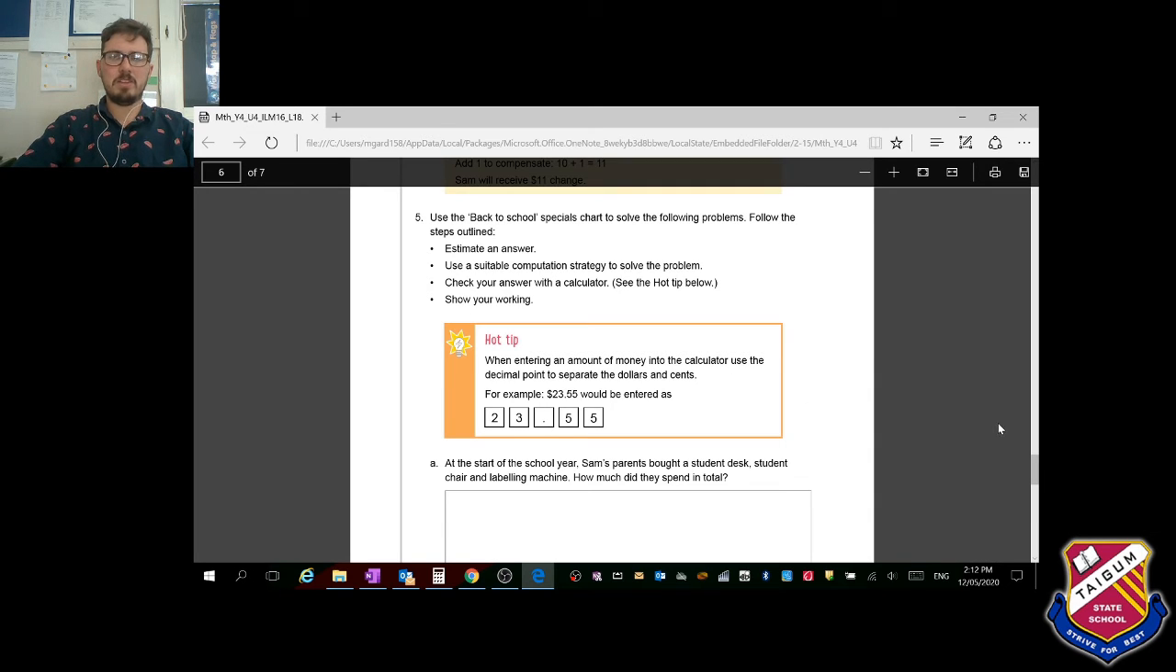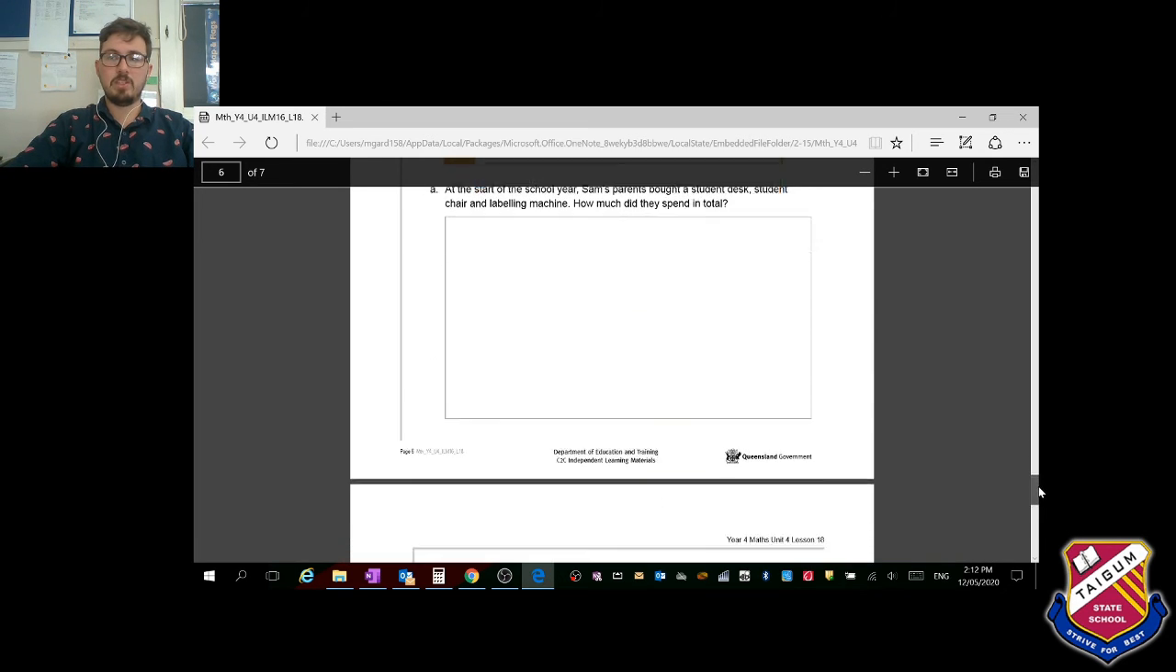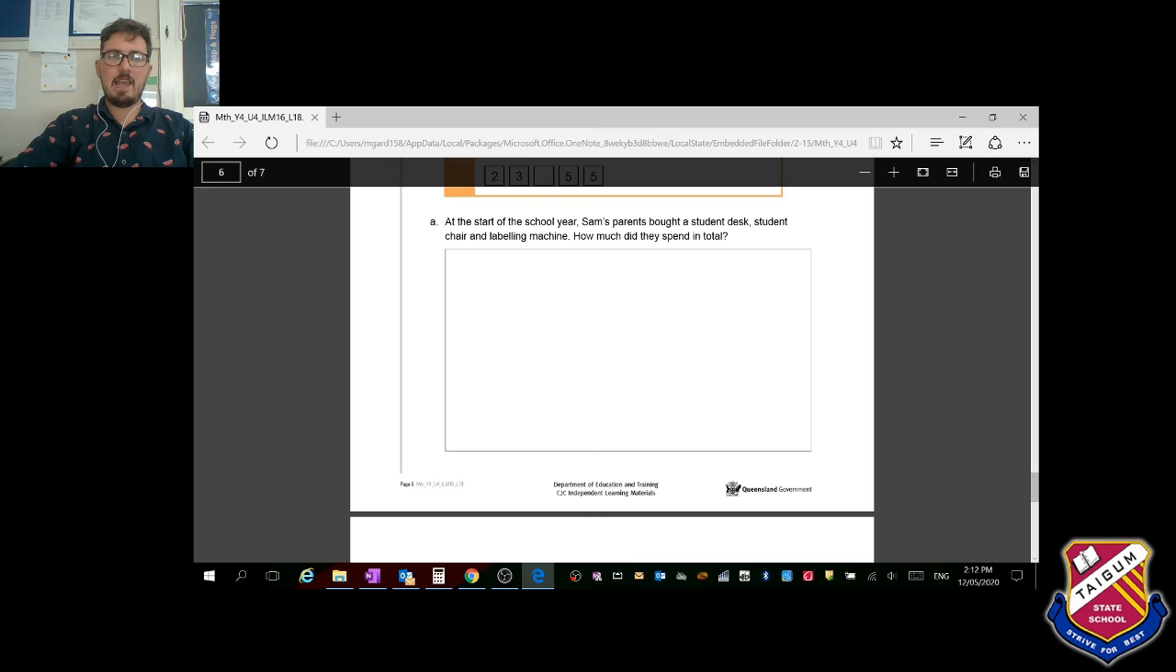Use the back to school special chart to solve the following problems. Follow the steps outlined. So, similar to what we were doing last week, estimate an answer by rounding the prices. Use a suitable method. Check the answer with your calculator and show all working. So I want you to work through these two problems here, A and B. At the start of the school year, Sam's parents bought a student desk, student chair, and a labeling machine. How much did they spend in total? So you've got to find the student desk, the student chair, and the labeling machine. You've got to use a strategy to add those prices together.